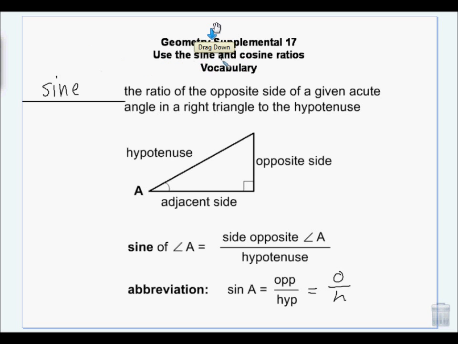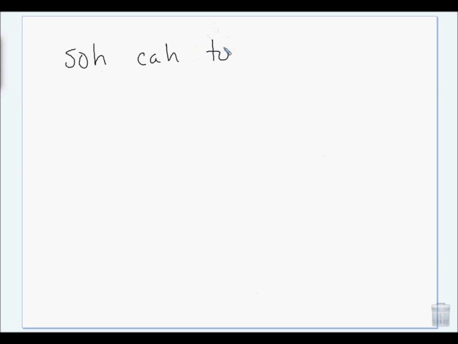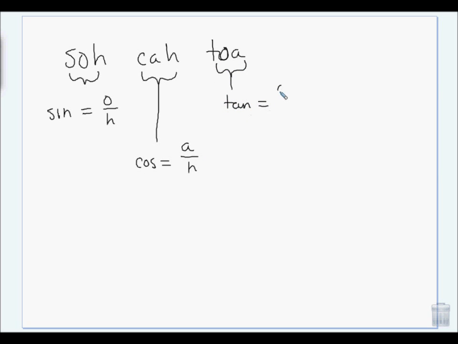Okay. So SOH CAH TOA. This is sine is opposite over hypotenuse. This is cosine is adjacent over hypotenuse, and this is tangent is opposite over adjacent. This is a way to remember them.